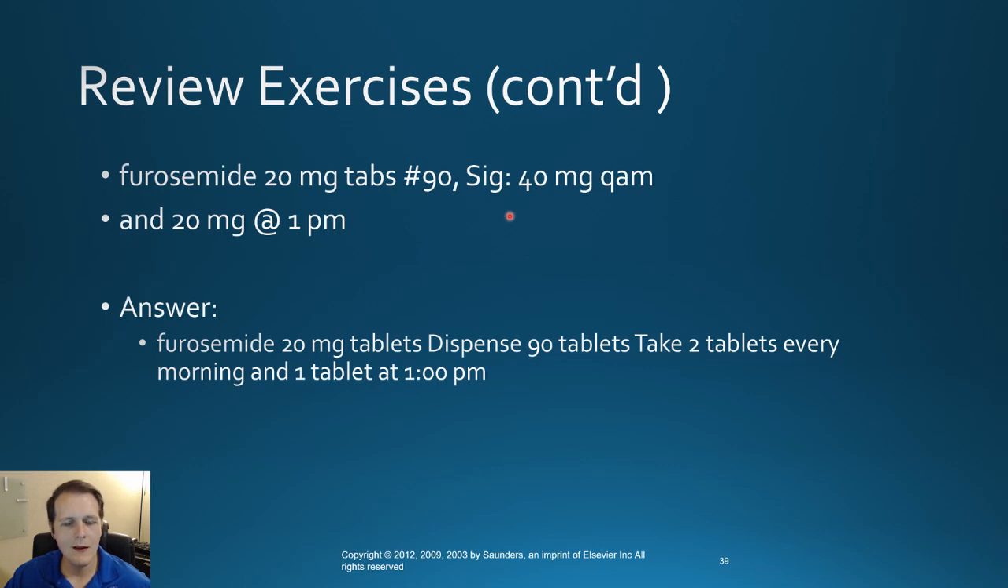Basically, you'd interpret it as furosemide 20 milligram tablets, dispense 90 tablets, take 2 tablets every morning and 1 tablet at 1 p.m. Now, if you notice here, we're giving out the 20 milligram tablets, but yet we're telling them to take 2 tablets in the morning because it's 40 milligrams, right? So 2 of the 20 milligram tablets, and then just 1 at 1 p.m. there, right? So we got to specify that to tell them when to take how much at each particular time.